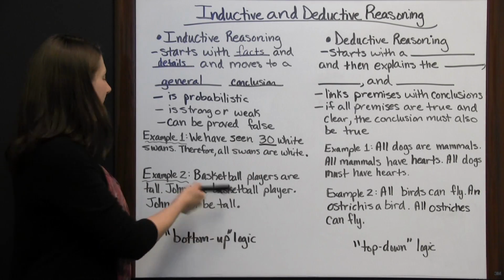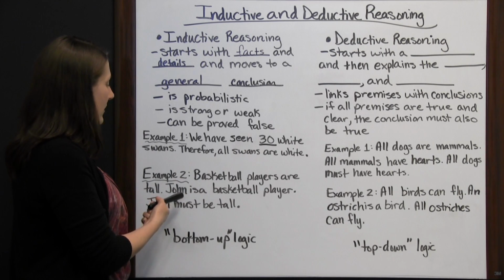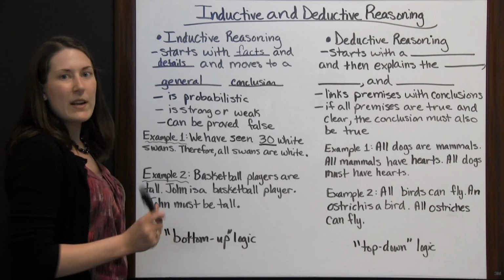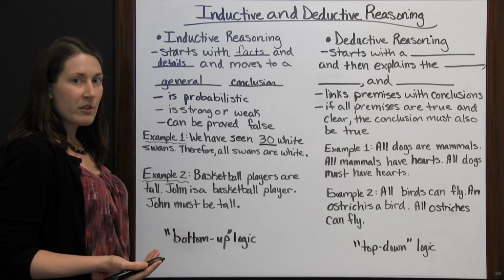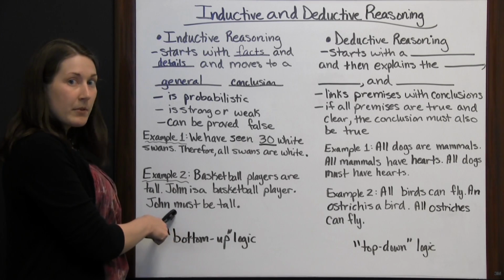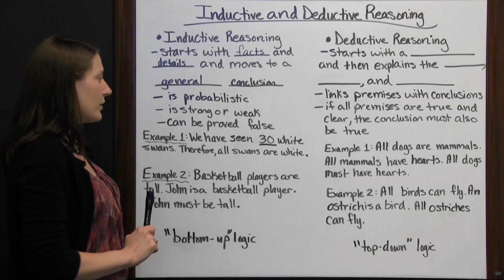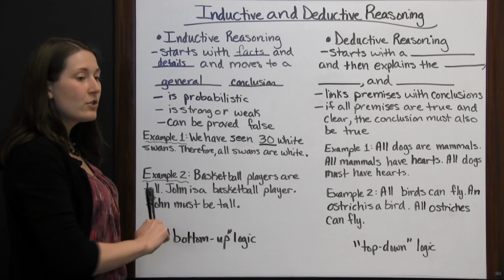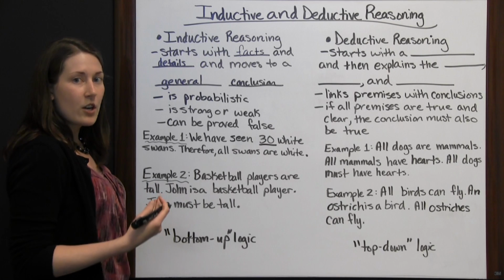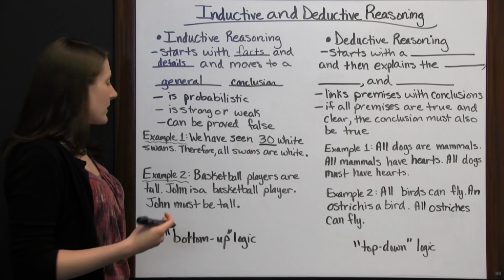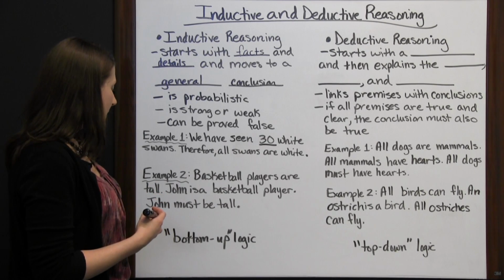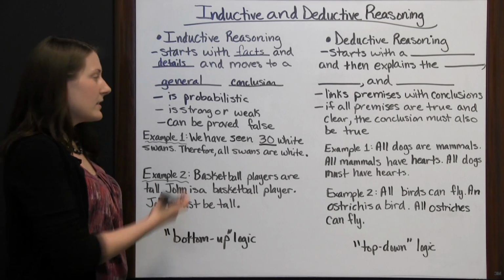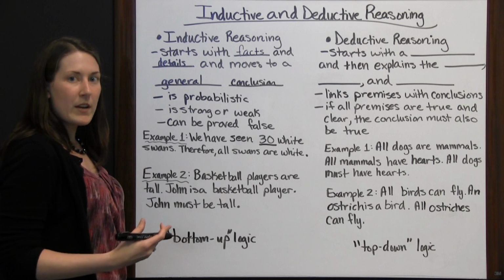Let's look at the next one. Basketball players are tall. John is a basketball player. John must be tall. Well, we don't actually know John, so we're not sure about this one. It's very probable, so this one would be a stronger conclusion than our one about the white swans, but we don't know John. John could be short. John could just be really good at making goals. That doesn't mean that he is going to be a tall person. So it's probable, it's a stronger conclusion, but we don't know for sure.